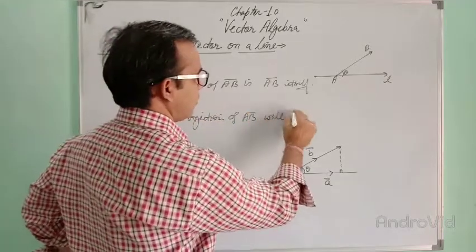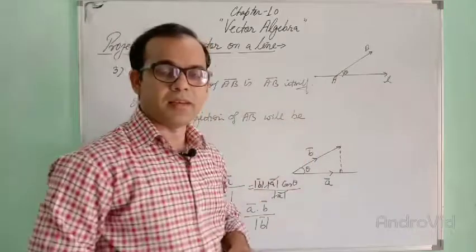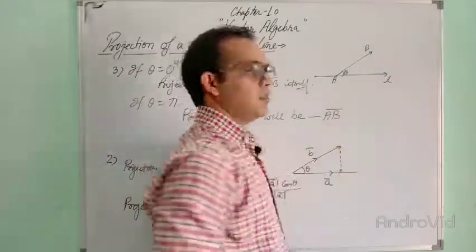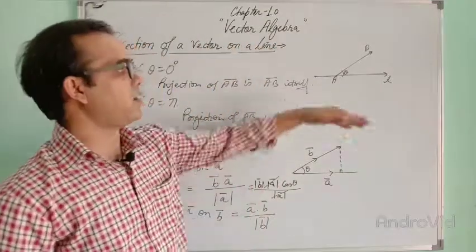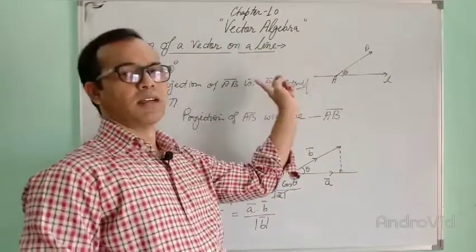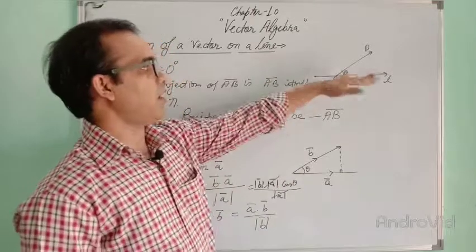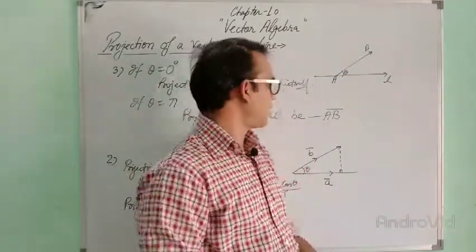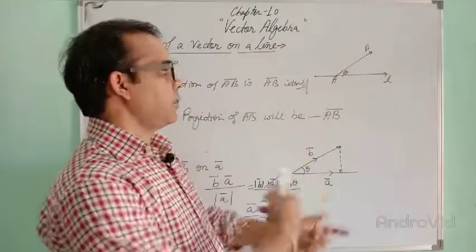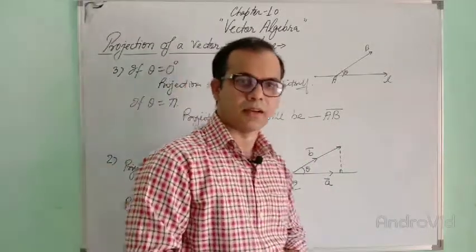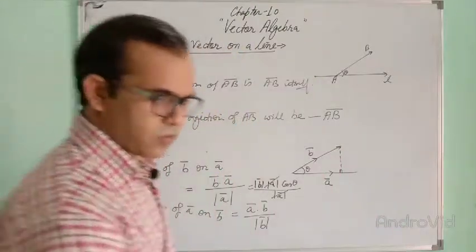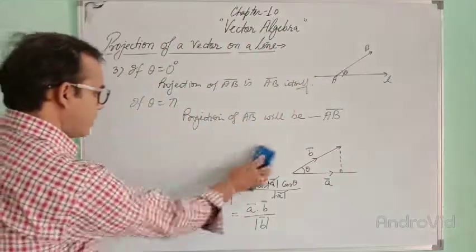Now the second case, if theta is pi, then the projection of AB will be cos pi means -1, so the sign will change, minus AB vector. So when theta is pi, means the whole angle in the anti-clockwise direction becomes pi, AB vector will be seen like minus AB vector, just the opposite of AB vector. Clear? And last I want to discuss the two cases when theta is pi by 2 and theta is 3 pi by 2.